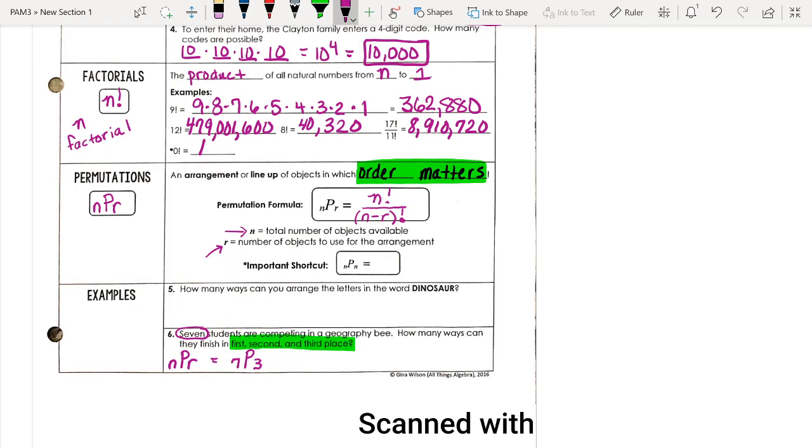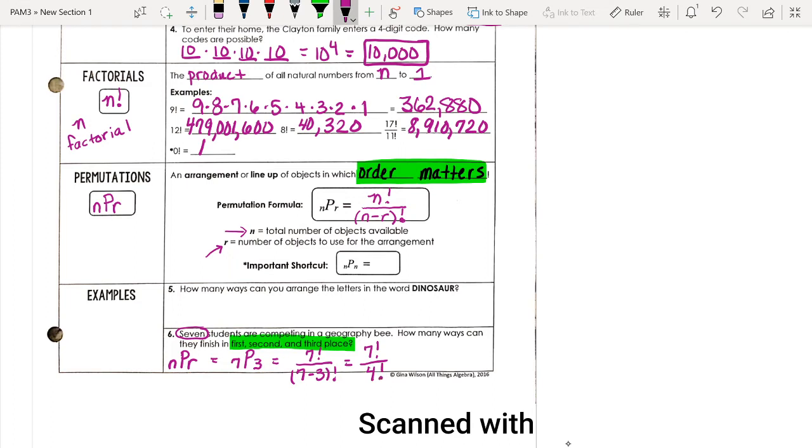Okay, so let's follow the formula. It's N factorial. N is 7. So it's 7 factorial over (N minus R) factorial. N is 7. R is 3. It's in parentheses, factorial. All right. Let's follow order of operations and simplify what's in the parentheses. So we have 7 factorial over 4 factorial.